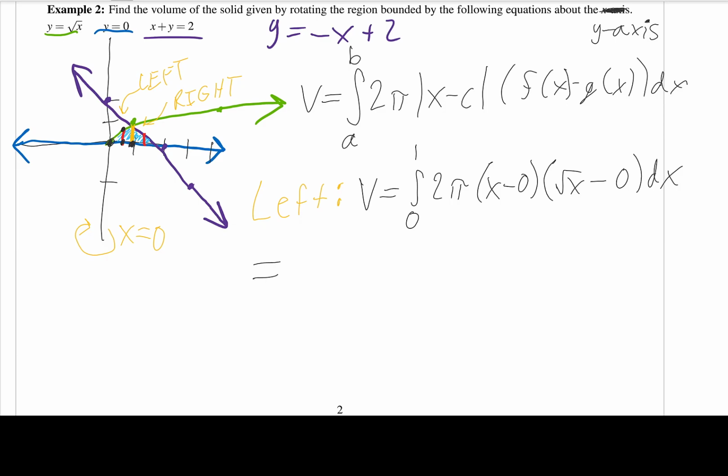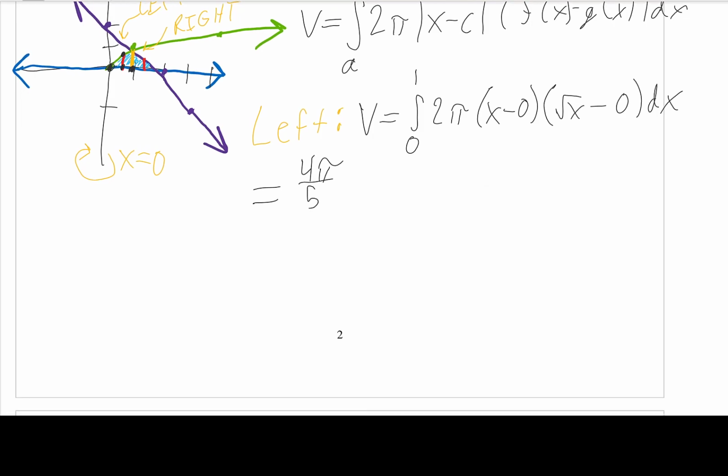All right, and then so we've set it up using the cylindrical shell method. And notice here, all we're going to do is pull out 2 pi. We'll multiply x and square root x, integrate it with the power rule, and then evaluate. And that would give us 4 pi over 5.